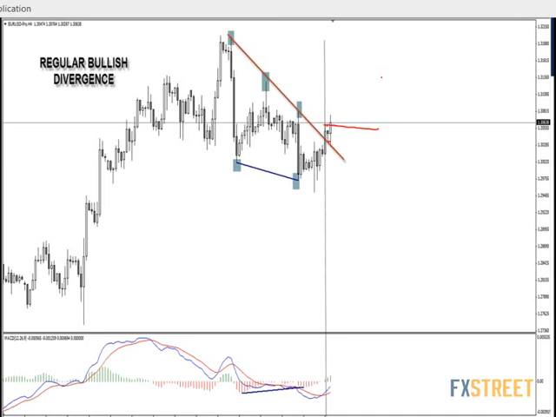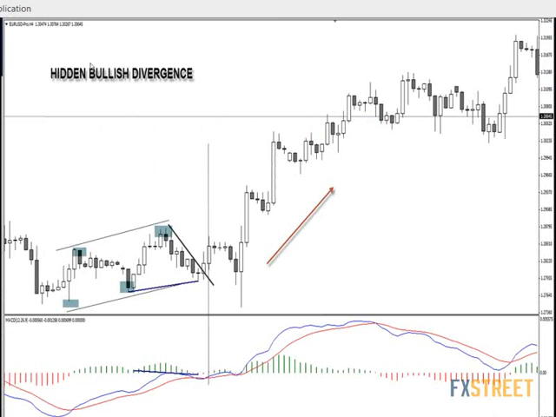Hidden bullish divergence. As we said, hidden bullish divergence is a trend following type of divergence. You need to define a trend. We have a channel here, an up channel. So the angle of this channel is sloped to the upside. So this is an uptrend. And we can also see a low, a high. Then we see a higher low, and we see a higher high. So this is more than enough to define an uptrend.